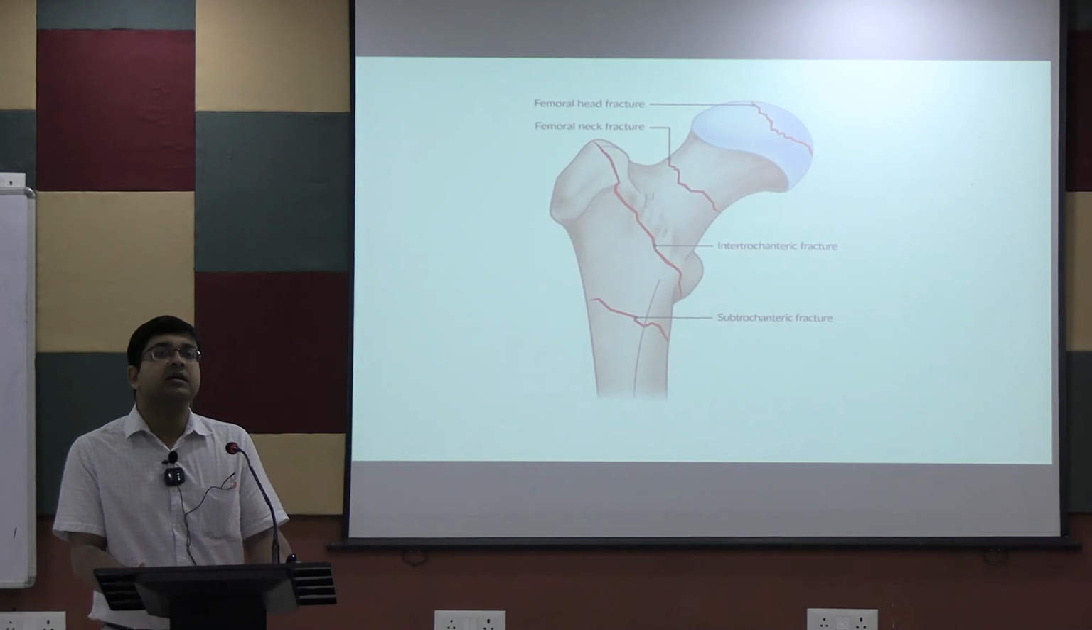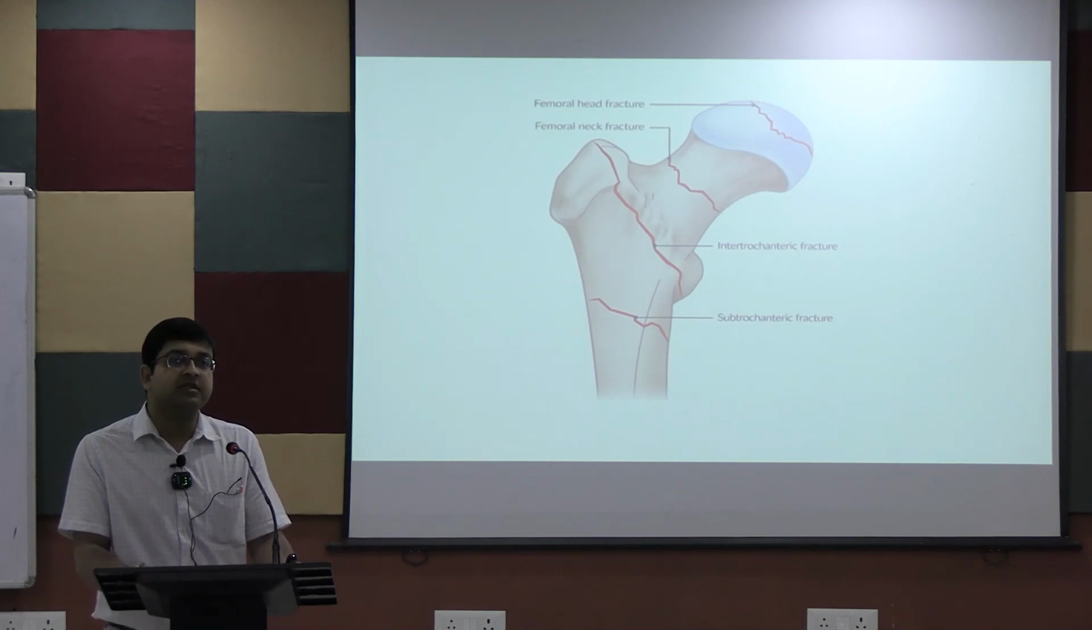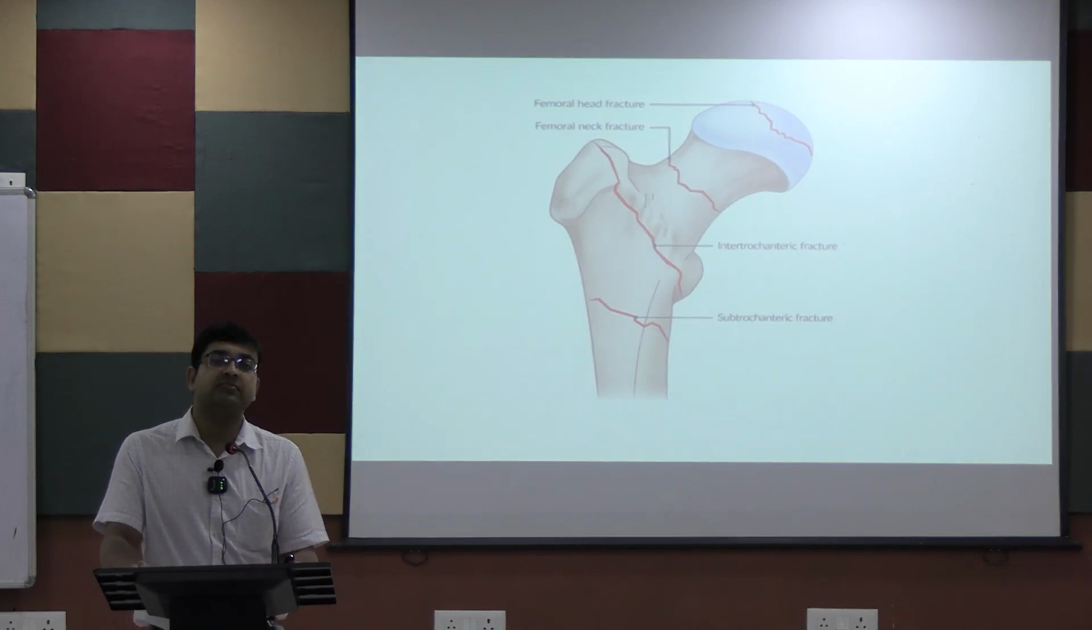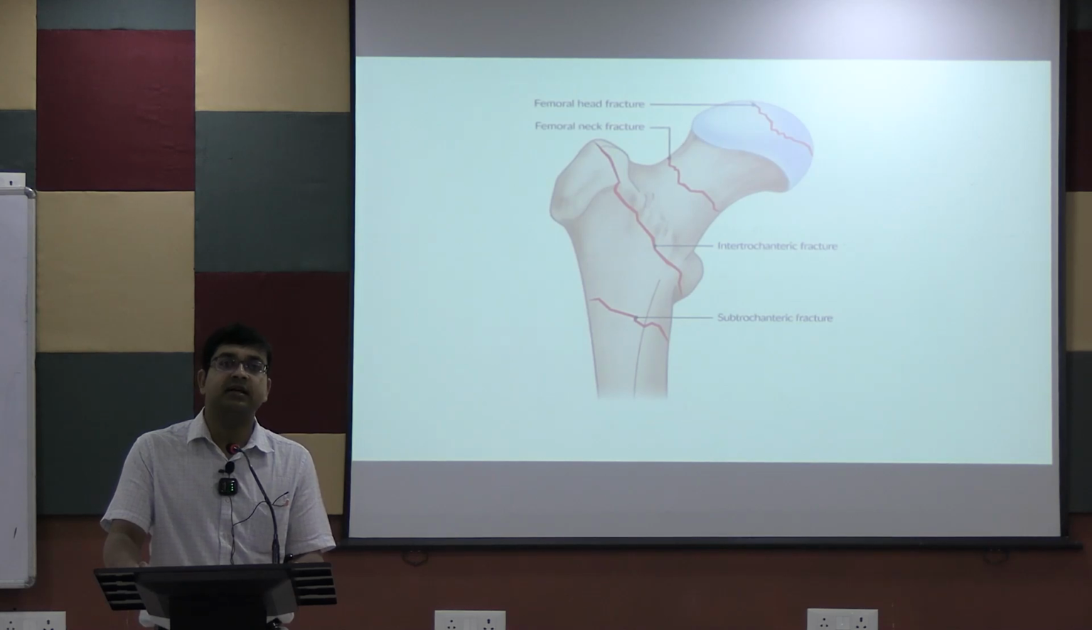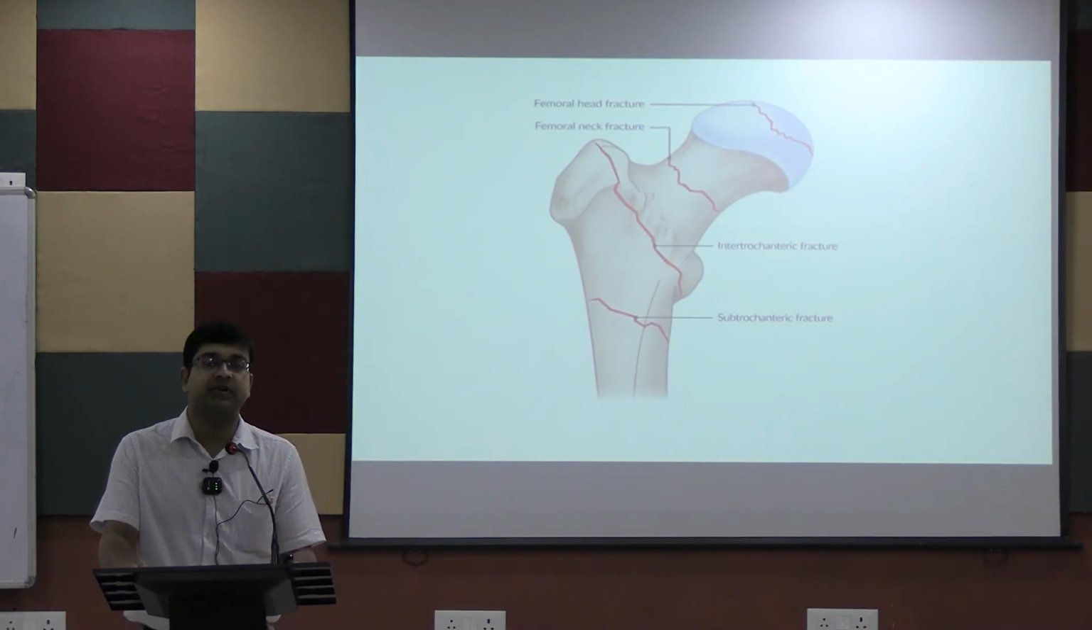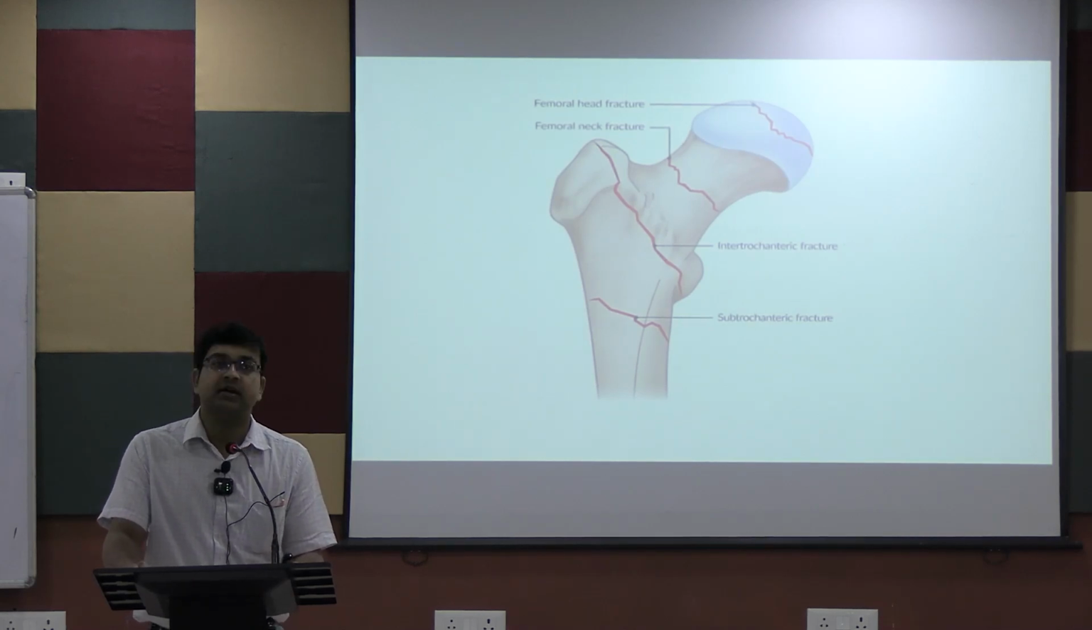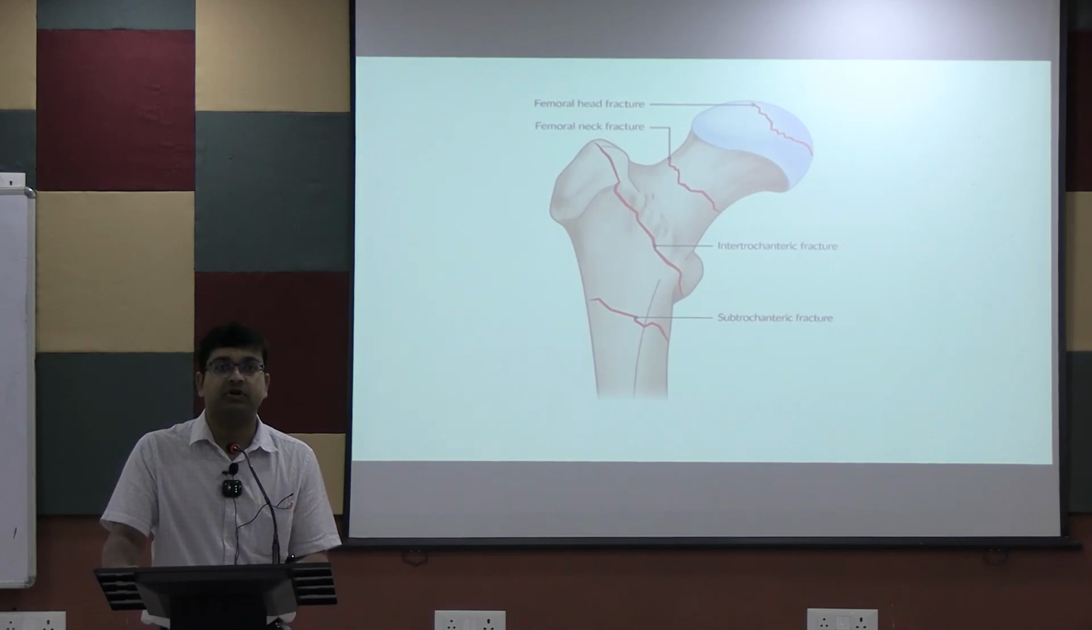And last is subtrochanteric femur fracture. Subtrochanteric femur fracture occurs below the level of LT, lesser trochanter. But it occurs within 5 centimeter of lesser trochanter.